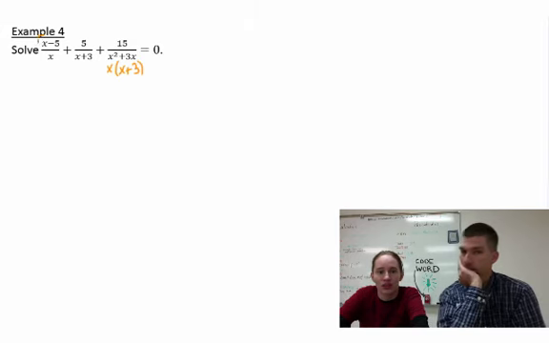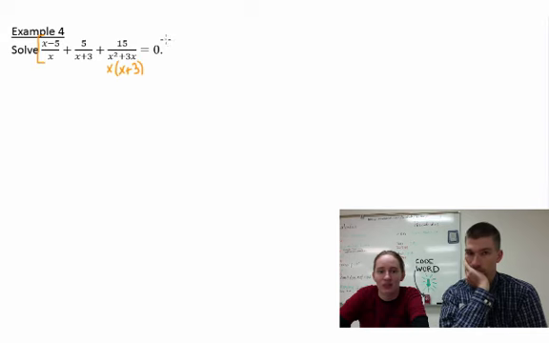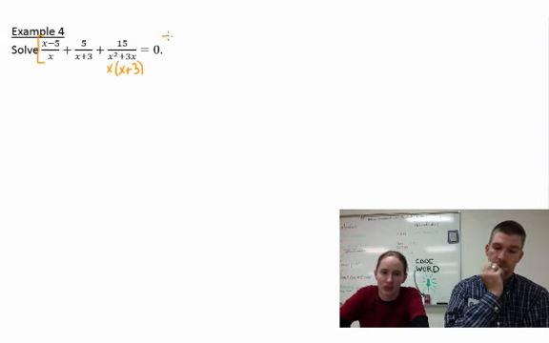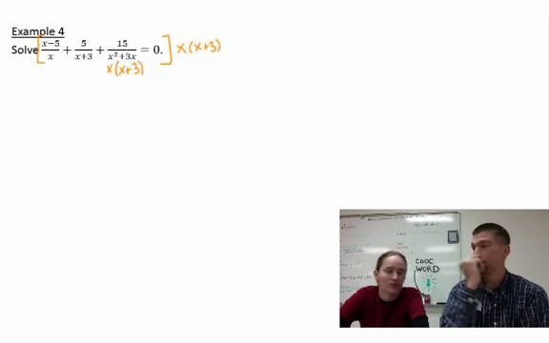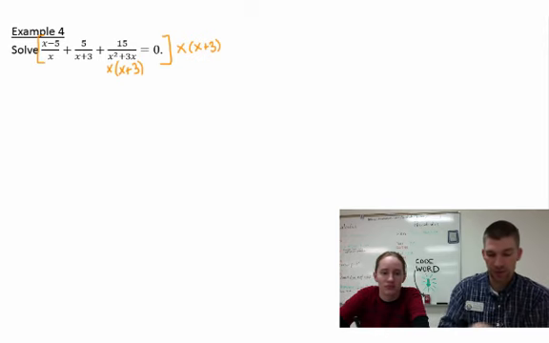Right. So if we look at our denominators, we've got x plus 3, and x times x plus 3. So that means we need to multiply by x times x plus 3. Because every denominator has to be represented here. Represented is a great word to use in this situation.